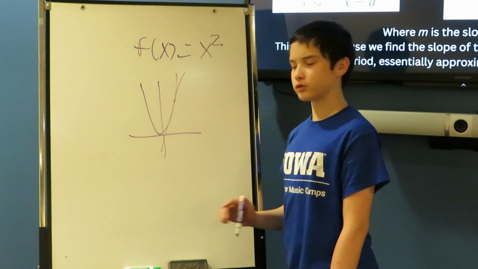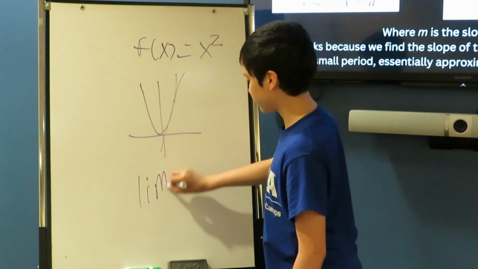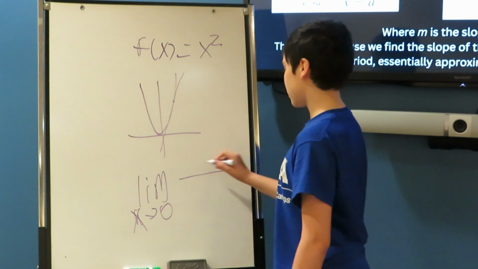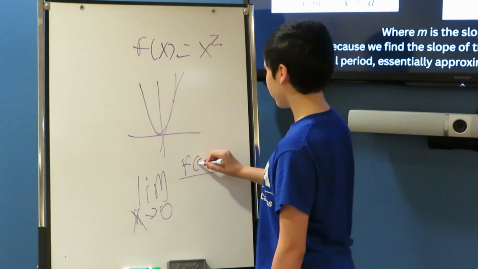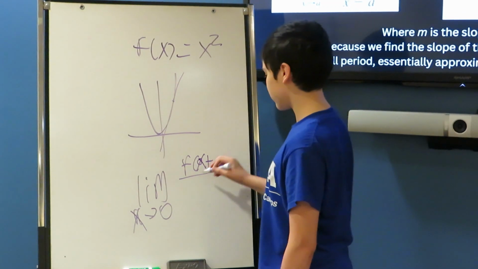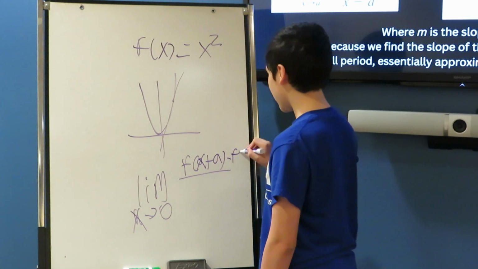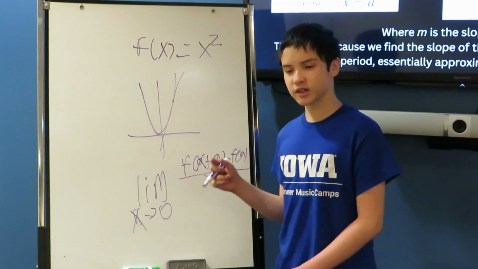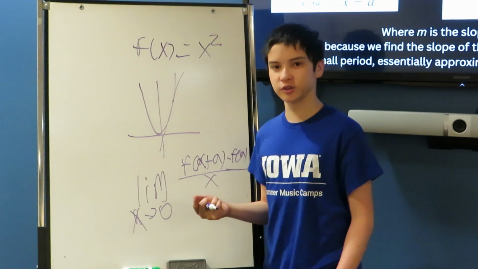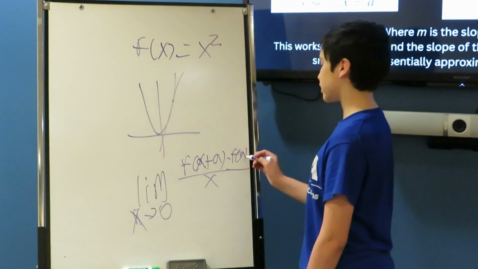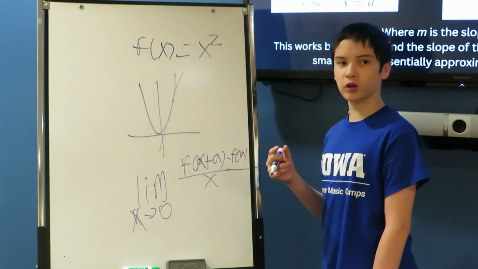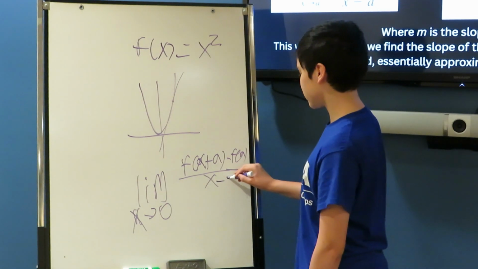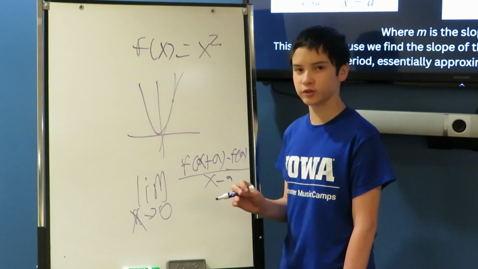The proper definition of a derivative would be the limit as h approaches, actually let's make that, x approaches 0 of f of x plus a minus f of a over x. As x approaches 0 or becomes infinitesimally small, we see that f of x plus a approaches f of a. And that gives us a smaller and smaller interval, which causes us to essentially approximate a tangent line.